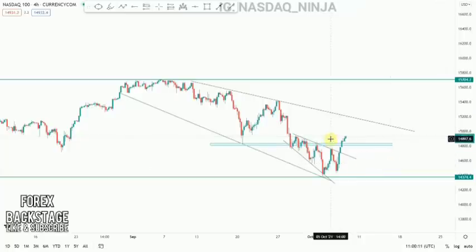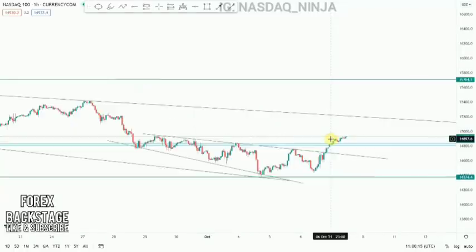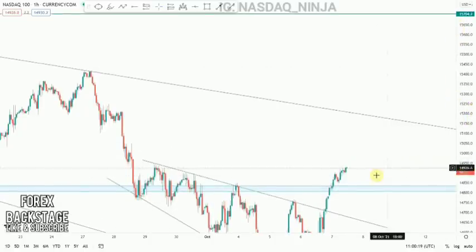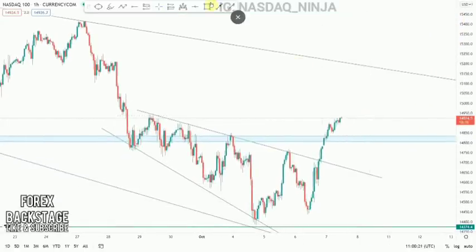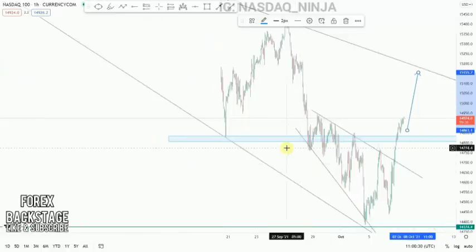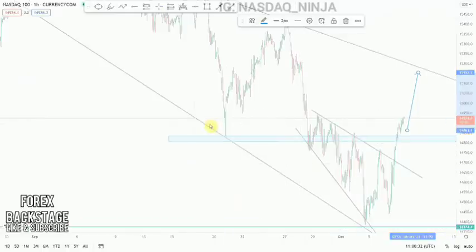And then after all, we have to go to our 60 minutes time frame. Already we can see that Nas100 is pushing to the top. One way or another, we have to arrive at this point here. Let's see how many touches we have there at the diagonal resistance. Let's go to H4 again.